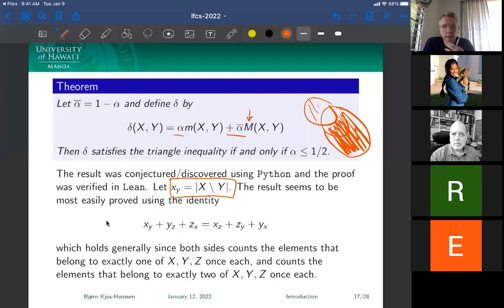Then these numbers satisfy this sort of rotational equality here. So if you look at the things that are in X and not in Y, and the things that are in Y and not in Z, and the things that are in Z not in X, the picture will be something like this. X not in Y would be like this, and then Y not in Z would be this, and Z not in X would be this. So you see we're counting everything that's in the union, but not in the intersection of all three. We're counting that once, and the same thing is happening on both sides of the equation.